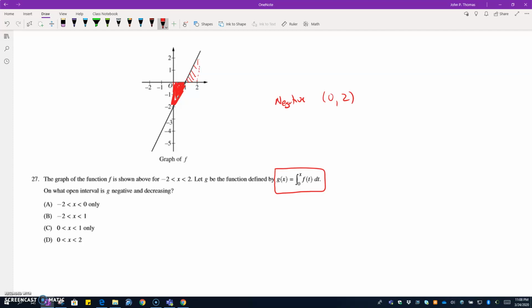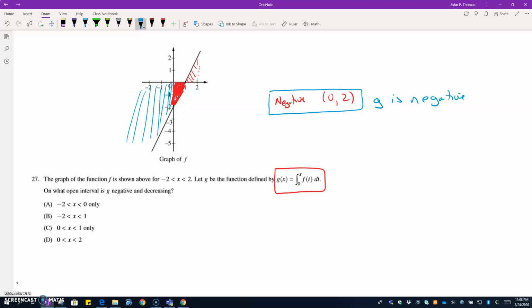Now we're going to take a quick glance. What if I go in the other direction? If I go in the other direction over here, we're going backwards, so that's going to switch the sign. It's below and backwards, so that's going to be a positive. So that side's actually positive. So the only area where g is negative is on that 0 to 2.